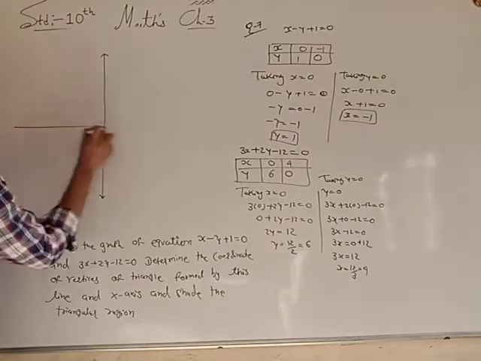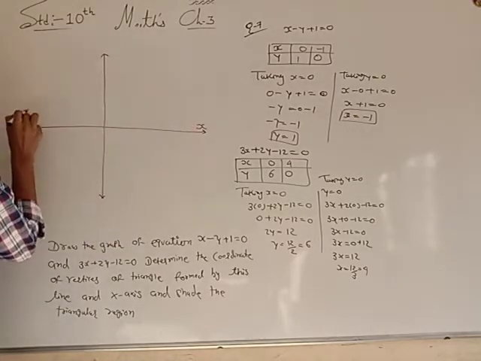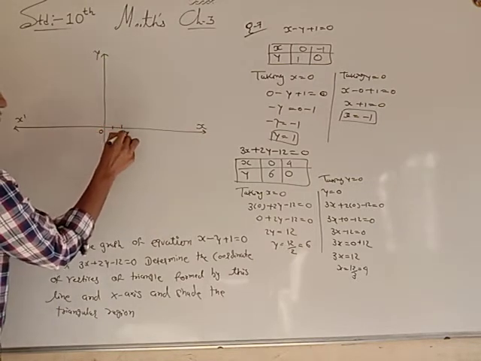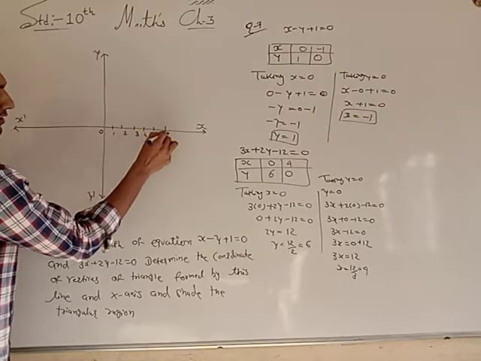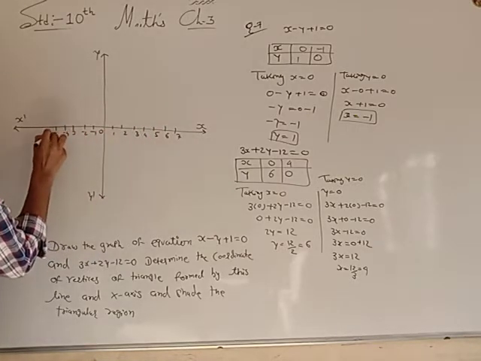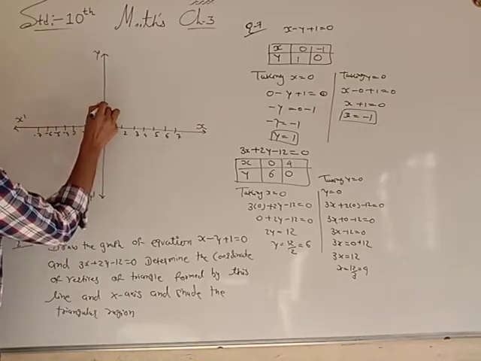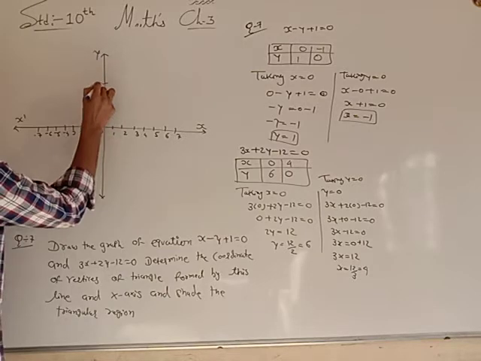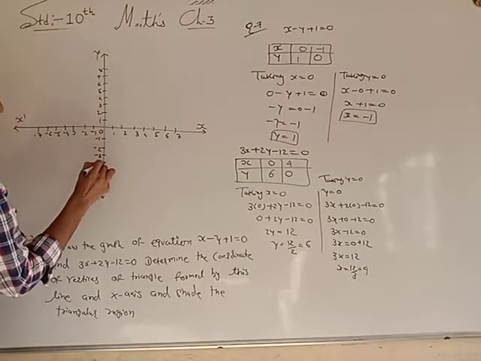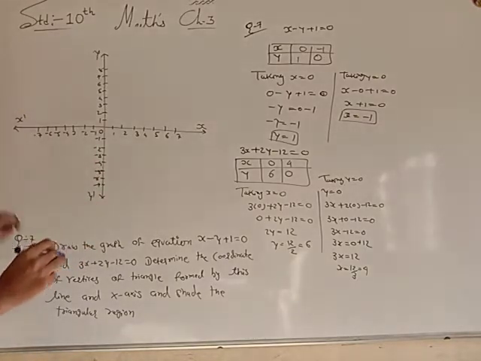This is your y-axis, the vertical line. This is the horizontal line, x prime, x, y, y prime. 0, 1, 2, 3, 4, 5, 6, 7, minus 1, minus 2, minus 3, minus 4, minus 5, minus 6, minus 7. 1, 2, 3, 4, 5, 6, 7, 8. Minus 1, minus 2, minus 3, minus 4, minus 5, minus 6, minus 7. Okay.